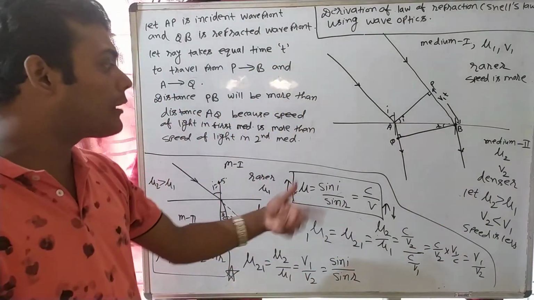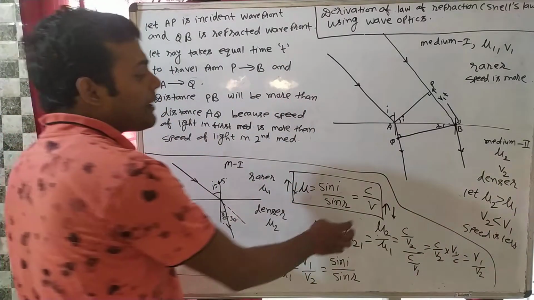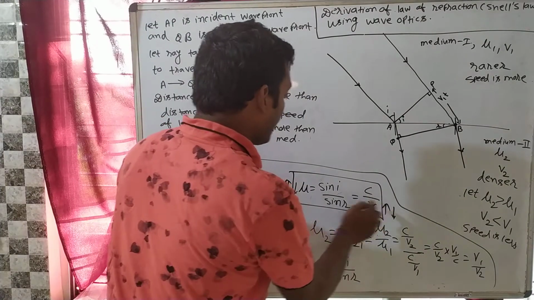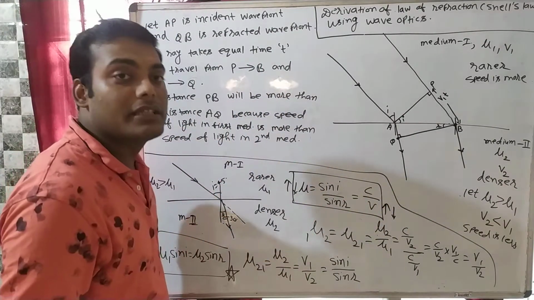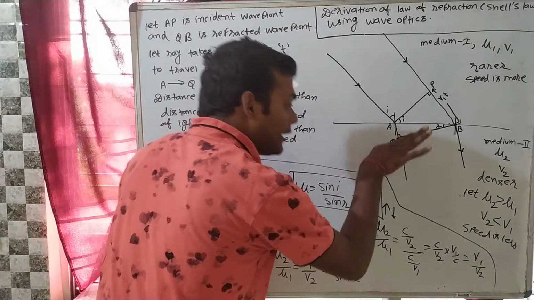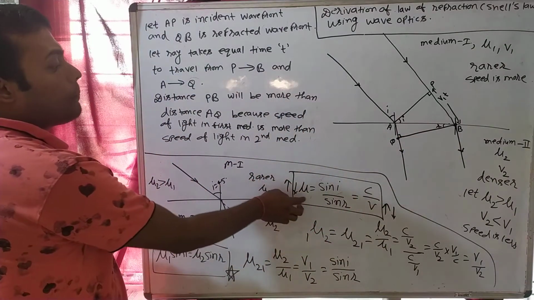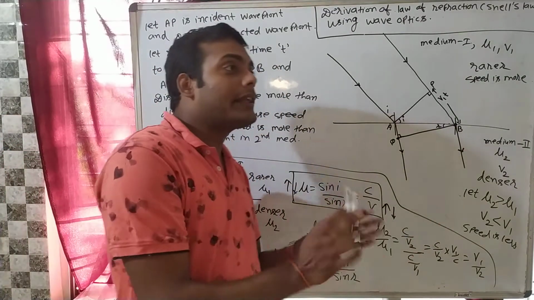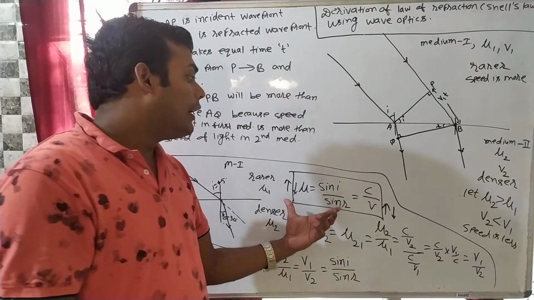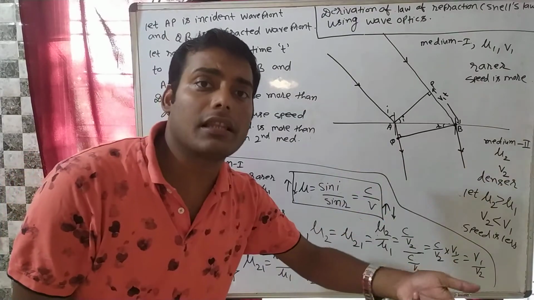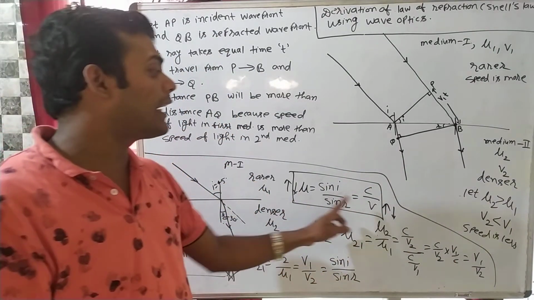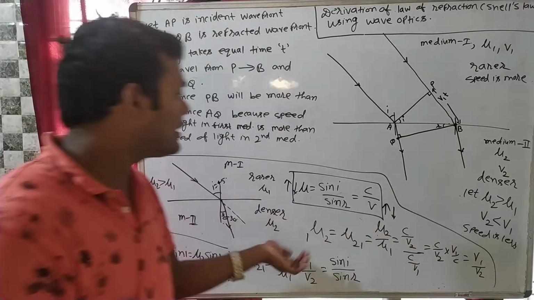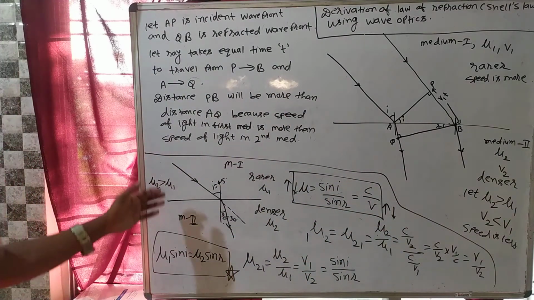So with respect to air, glass is denser. We can check from the velocity. If the velocity of light in the given medium is more, then the refractive index of that medium is less. If the velocity of light in the given medium is less, then the refractive index will be more. That means refractive index and velocity of light are related by inverse proportion. If one increases, the other decreases, and if one decreases, the other increases.